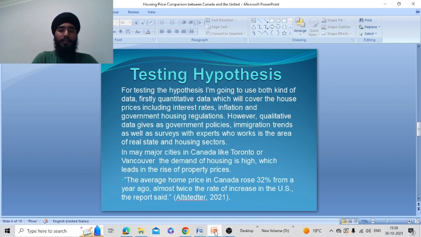research. And to support this testing, in many major cities in Canada like Toronto or Vancouver, the demand for housing is high, which leads to a rise in property prices. The average house price in Canada rose 32% from a year earlier, almost twice the rate of increase in the US. That is what a report said.